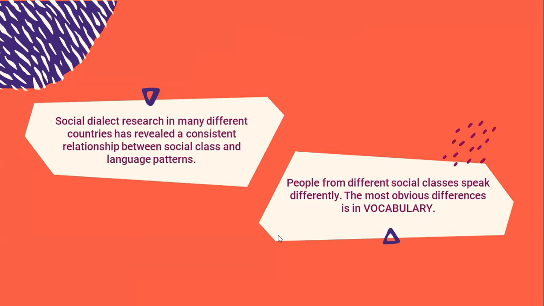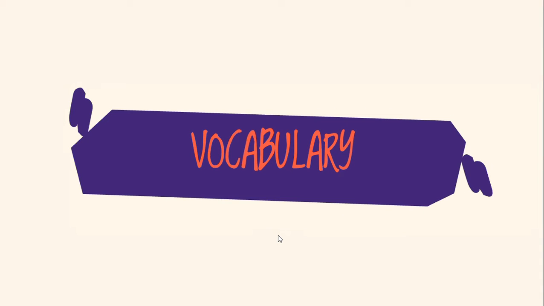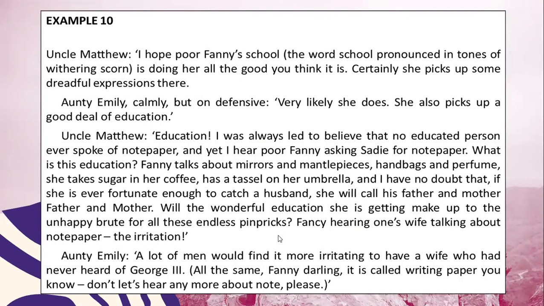Social dialect research in many different countries has revealed a consistent relationship between social class and language patterns. That's why people from different social classes speak differently. The most obvious difference is in vocabulary. So this is example 10. Uncle Matthew: I hope poor Fanny's school, the word school is pronounced in Witherington, is doing her all the good you think it is. Certainly, she picks up some hurtful expressions there. Auntie Emily: she is up a good deal of education.